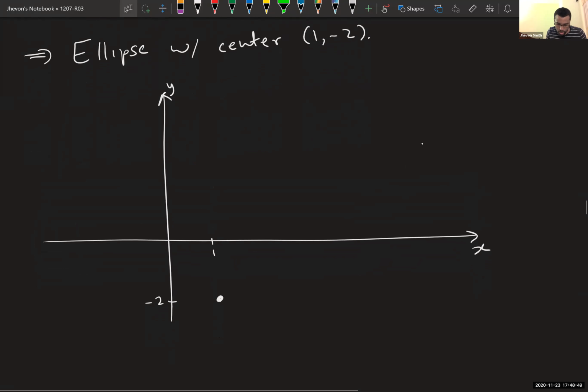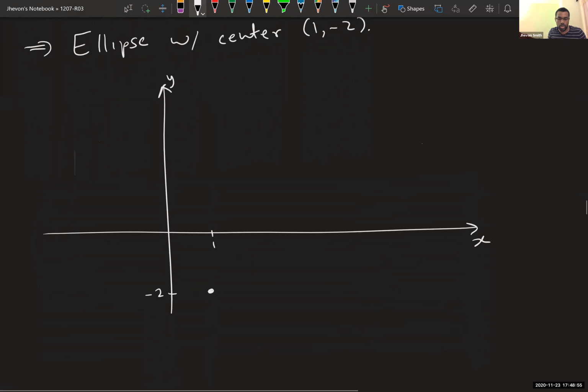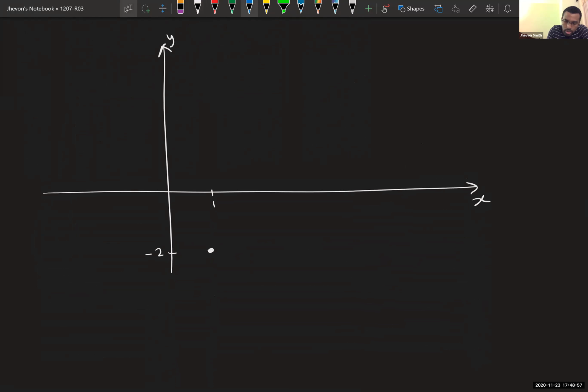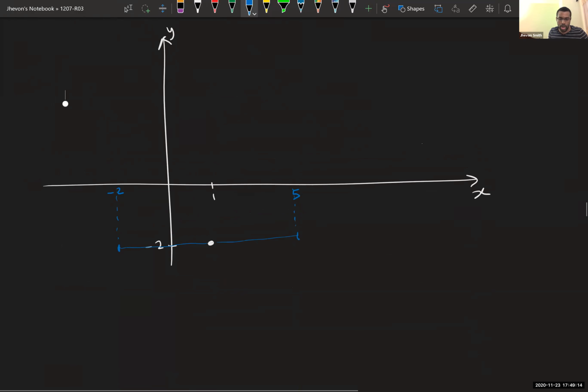And then we're going to move 4 units in the x direction. So I'm going to move over here, and then move 4 units over there. And of course, since I'm moving 4 units, notice that this is going to be under the 5, and this is going to be under the minus 2. I'm going to move up and down by 3 units in the y direction.